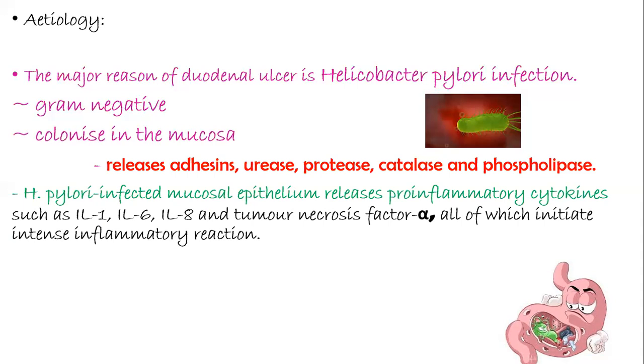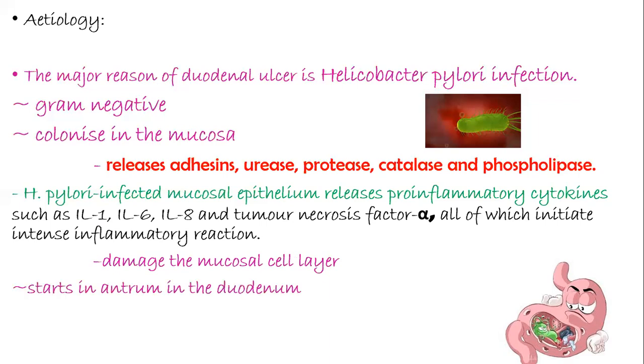These released substances initiate an intense inflammatory reaction inside the mucosa, damaging the mucosal cell layer. It starts mostly in the antrum of the duodenum. It is very common in low income countries.